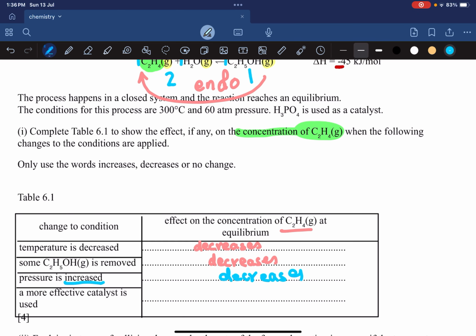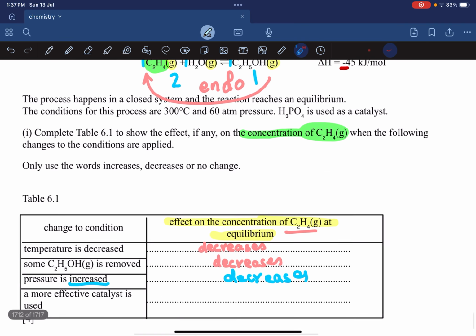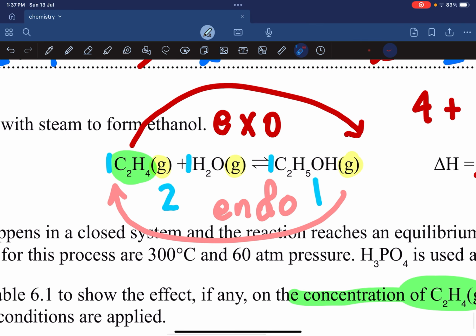Next one. A more effective catalyst is used. I'd like to tell you guys one thing: a catalyst basically does not affect the concentration of any substance. What a catalyst does is it increases the rate. But a catalyst cannot affect the position of the equilibrium, or the concentration of the reactants or the products. The only thing a catalyst can do is speed up. This is a bit A-levels oriented, but still, tell me: whenever I add a catalyst to anything, what will happen? Will it only increase the rate of the forward reaction, or both the forward and the backward?